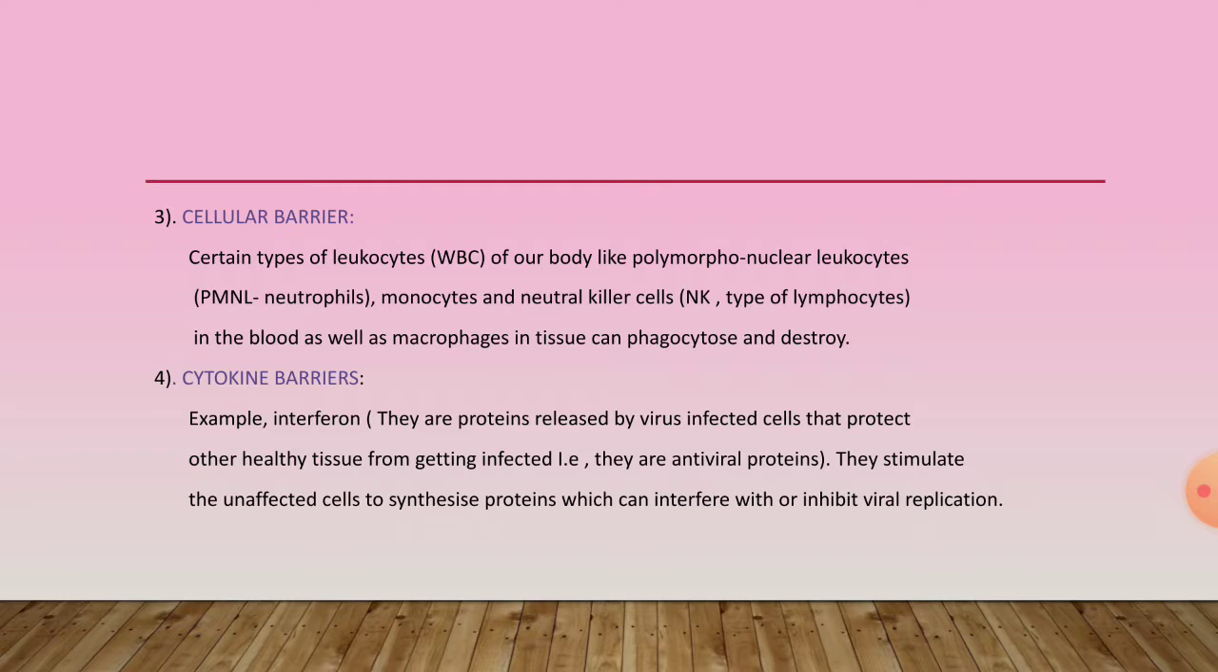The examples of the cytokine barrier are interferons. They are proteins. Interferons are proteins released by a virus-infected cell that protect other healthy tissue from getting infected. That is, they are antiviral proteins. They stimulate the unaffected cells to synthesize proteins which can interfere with or inhibit viral replication.